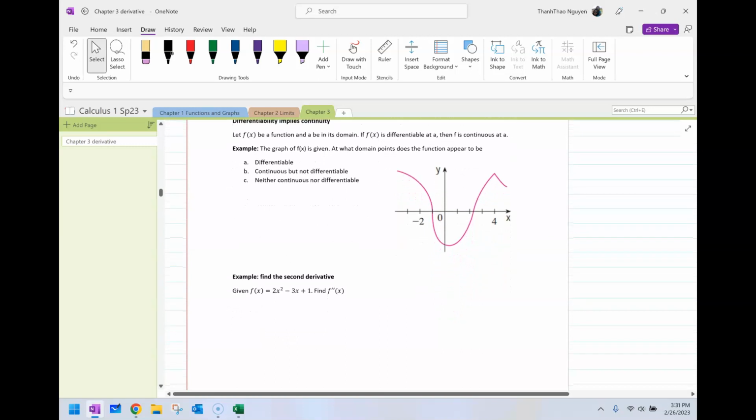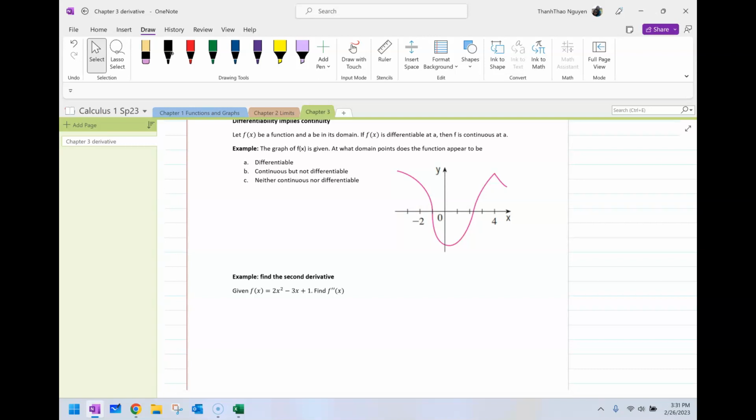Let f of x be a function and a be in its domain. If f of x is differentiable at a, then f is continuous at a. If f of x is differentiable at a, then f is discontinuous at a.